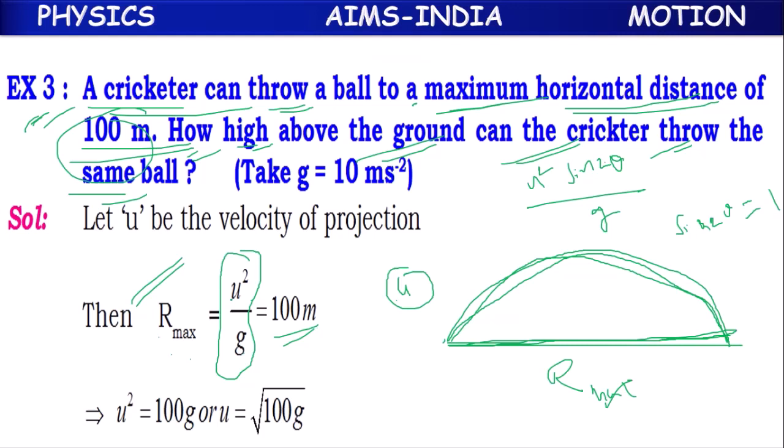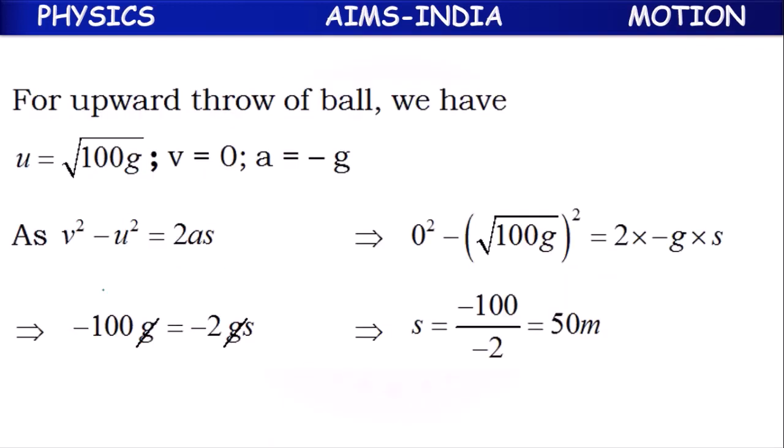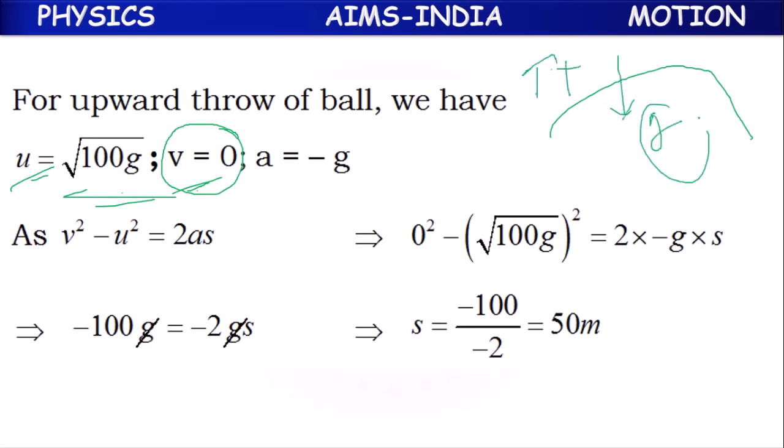Then u square equal to 100 meter, this g will go here, into g. 100 into g, or u equal to root of 100g. So u value is root of 100g. So at maximum height, velocity will be 0. Final velocity will be 0. While going up, if we take upward direction as positive, then downward direction acceleration due to gravity will be negative. A is equal to minus g.